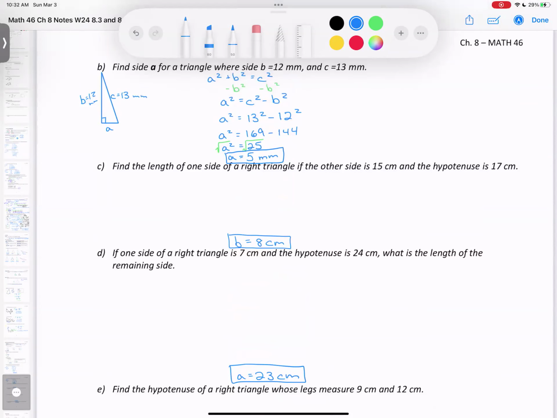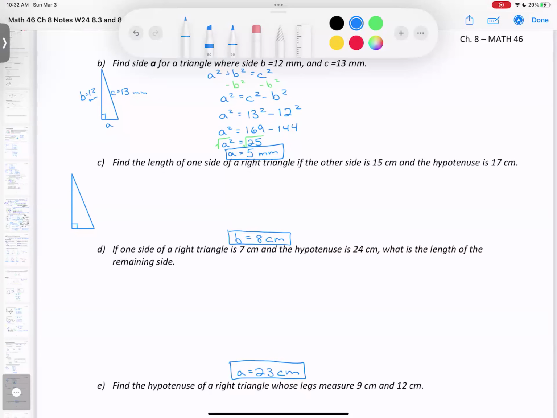Okay, so C, we want the length of one side of a right triangle if the other side is 15 centimeters and the hypotenuse is 17 centimeters. So here's our triangle. And it's a right triangle. And we have one side is 15 centimeters. And that's important actually that it's a right triangle. Pythagorean theorem only works for right triangles. So we have one side is 15. We're trying to find an unknown side, so I'm going to call that A. And our hypotenuse is 17 centimeters.